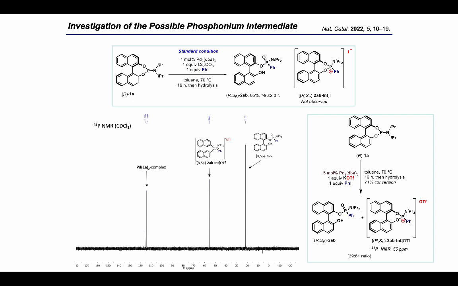Indeed, a full conversion of the phosphoramidite 1A was observed according to the 31P crude NMR. Also, we observed the formation of a new species at 55.4 ppm in the 31P crude NMR, suggesting the formation of the phosphonium triflate, alongside a substantial amount of the hydrolyzed product 2AB. The observation of the hydrolyzed product 2AB indicates that the anion exchange and the hydrolysis are competing reactions.